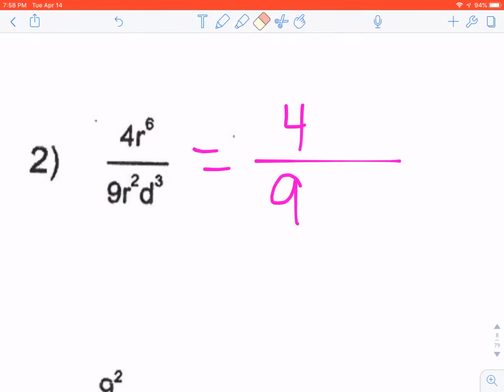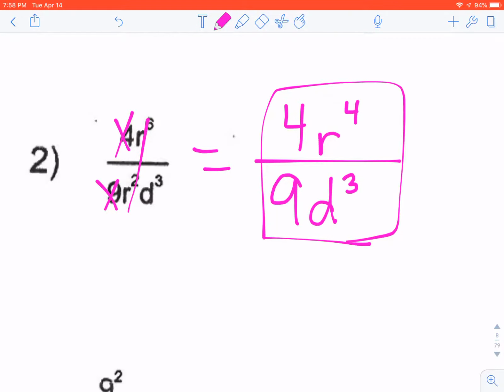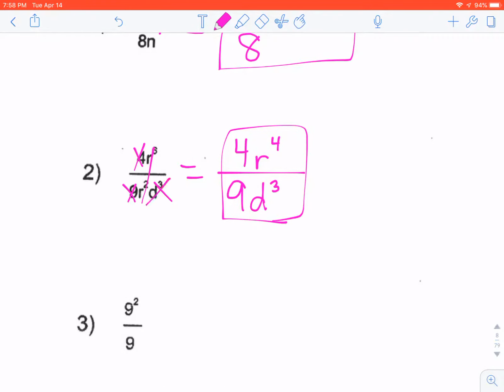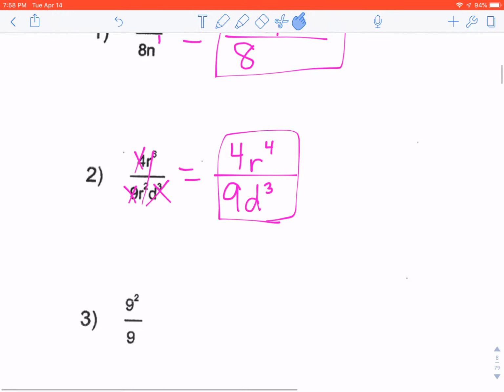Okay, your r's, let me go to those r's next. The bigger exponent's on top, so your r is going to end up on top. 6 minus 2 is 4. Because again, when you divide same base, we subtract exponents. Your d to the third should have stayed on the bottom, okay, because there are no other d's in the problem.